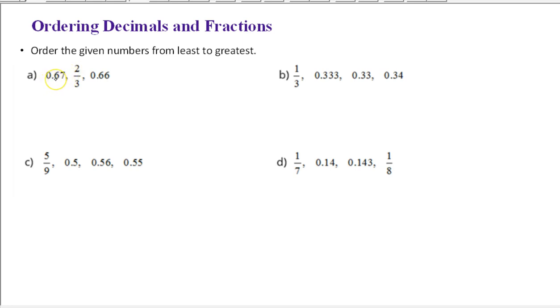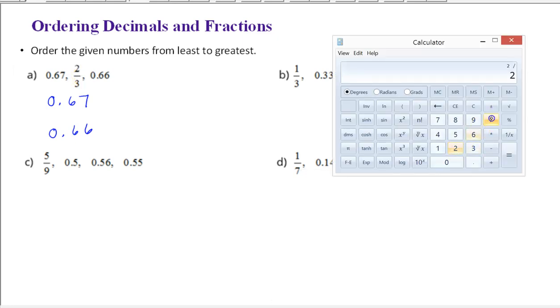So on A, I'm going to line them up vertically so their decimal points match up. So we have 0.67. Let's wait a second on 2/3. I'm going to take the 0.66, line it up, and leave some space for 2/3. Okay. So 2/3, 2 divided by 3, is 6's that go on forever.